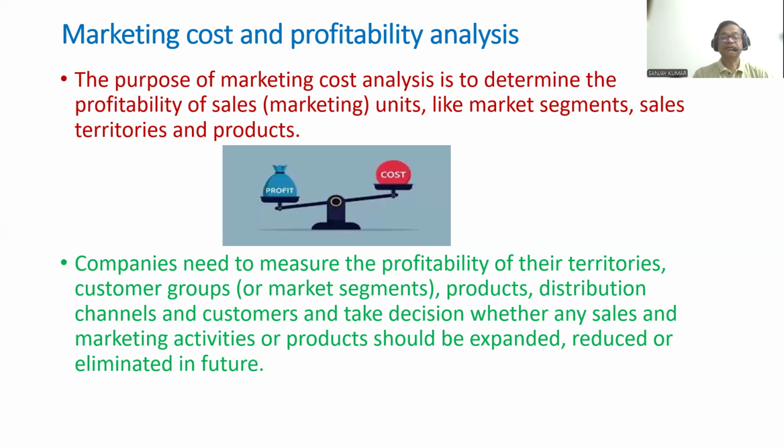This means, suppose one particular market segment is giving you a lot of profit. Why are other segments not giving? You analyze that, you give support. If it is not at all possible, you stop it. Similarly for products, for distribution channels and the valuable customers, take a decision whether it should be expanded or reduced or eliminated, so that your profitability will always be at a very significant stage.